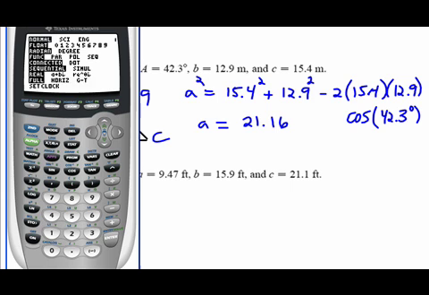Mode. I'm in the wrong mode. Degree mode. I even said make sure you're in degree mode. I never checked my own calculator, which means my previous problem's probably wrong too.